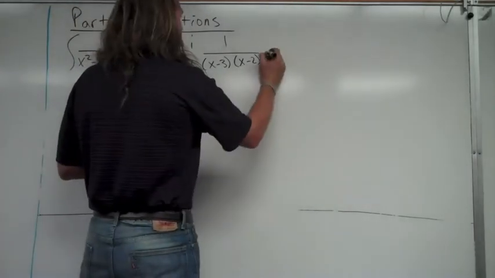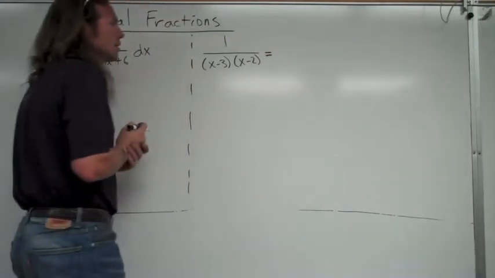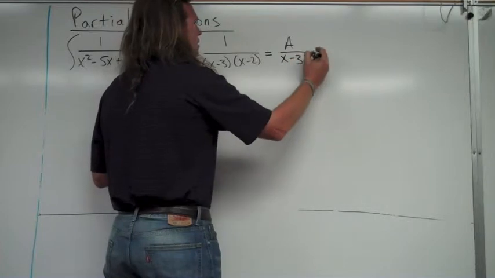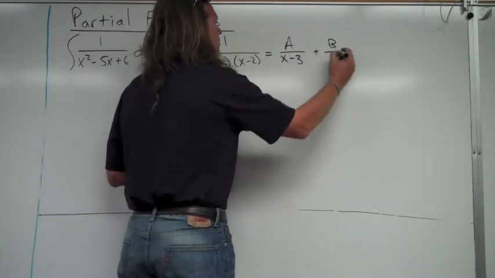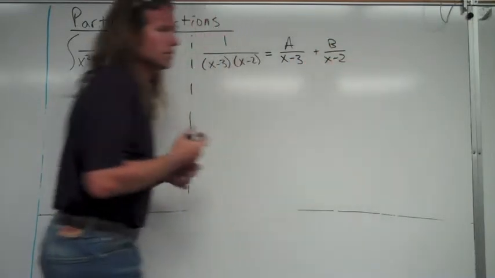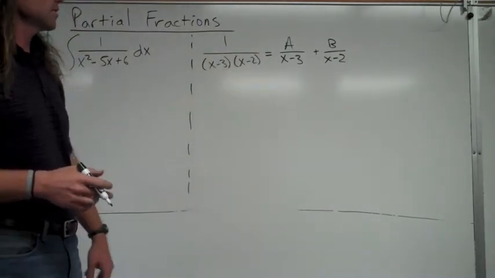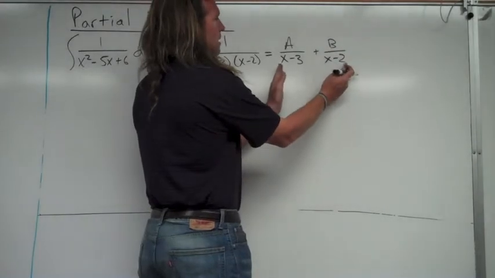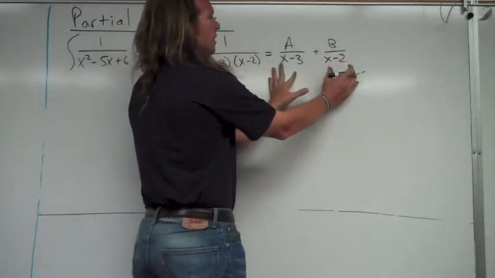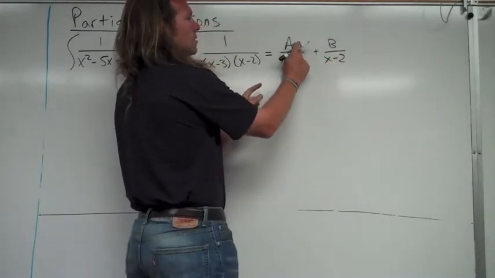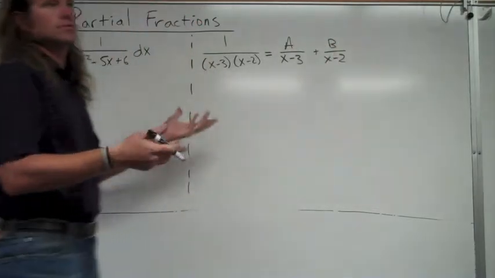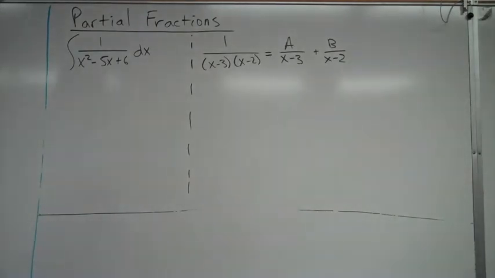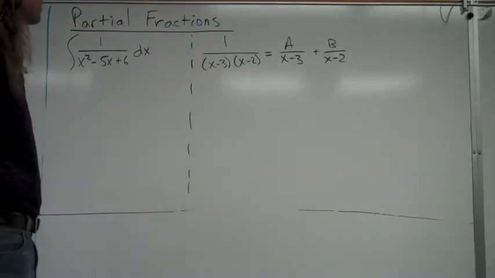And then I'm going to go ahead and set this equal to A over x minus 3 plus B over x minus 2. And essentially our goal for the partial fractions portion of it here is to rewrite this in this format. So rewrite this as now two separate fractions, and what we need to do is figure out what denominator do we need in order to make this equivalent and make that side have two separate fractions. Alright, so that's the first step in writing it out.